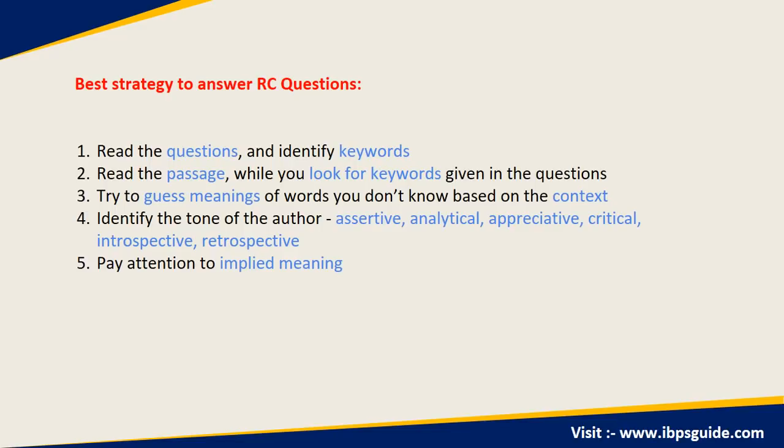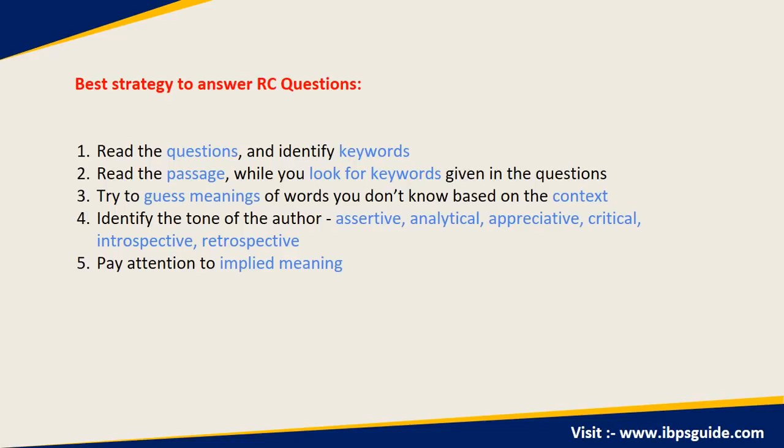The passage given can be in any one of these tones. It can be assertive, analytical, critical, appreciative, introspective, or retrospective. Assertive means that the author is making a strong point. And you can identify this when the author says things like, "This has to be done," or "I believe that this is the only way to do it."